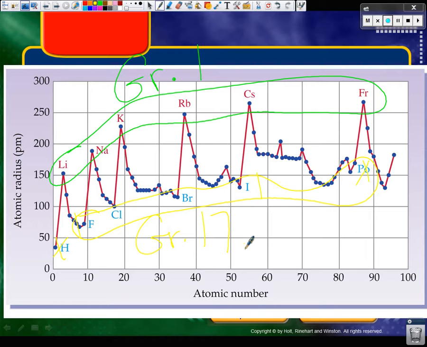So if we had to plot the points of all the group 18s, would they be above group 1 or below group 17? They'd be below because they're smaller. Does that kind of make sense? Again, I just wanted you to make sure that you could see a common theme with that.